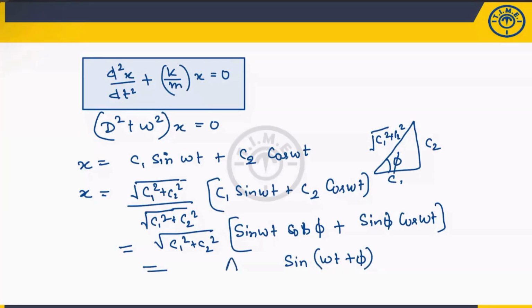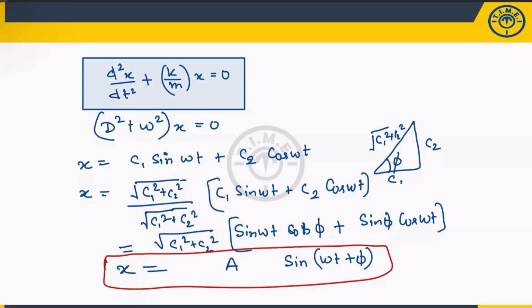And the first term is the amplitude. This is the generalized equation in which the first term indicates the amplitude, this is the phase angle, and this is the natural frequency. Why have I discussed this? Because sometimes they give the equation, and then you have to calculate the value of the natural frequency or some other frequency.